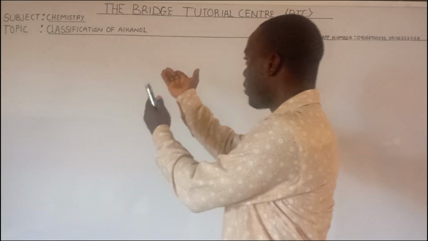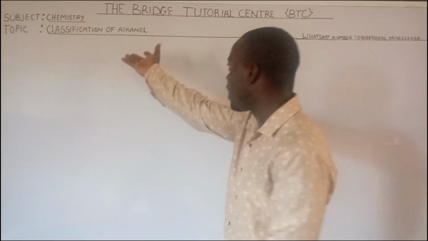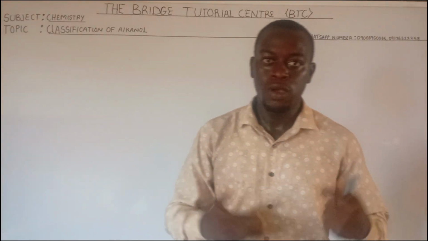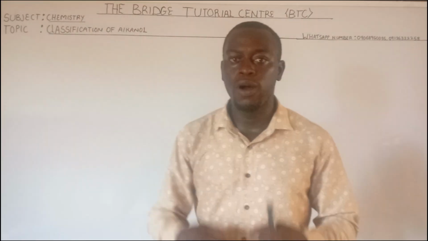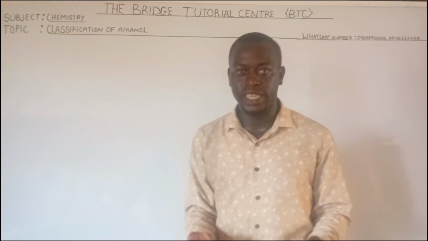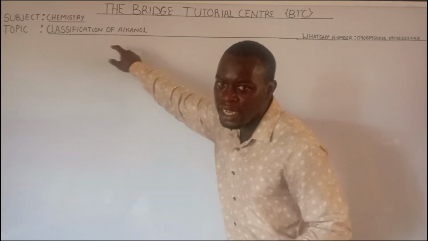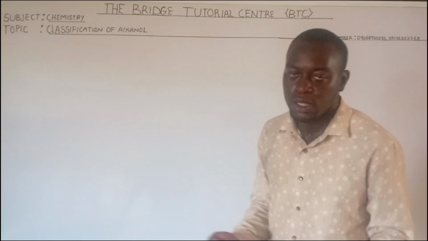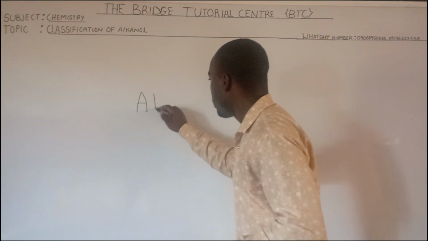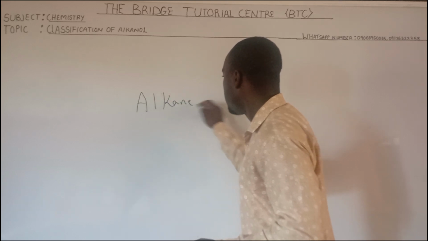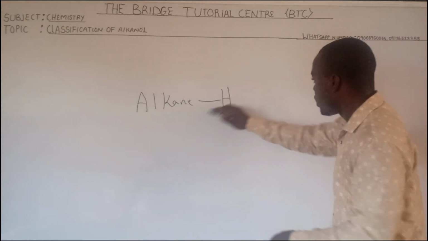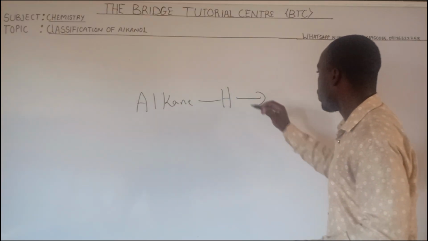Today we'll be talking about chemistry and our topic is classification of alkanol. Before we proceed on to classification of alkanol, what is alkanol? Alkanol are a group of organic compounds which are obtained through the replacement of one hydrogen from an alkane by a hydroxyl group. So let's assume you have an alkane. What you are going to do to the alkane is just to remove one hydrogen, and once you remove the hydrogen, it will change from alkane to what?